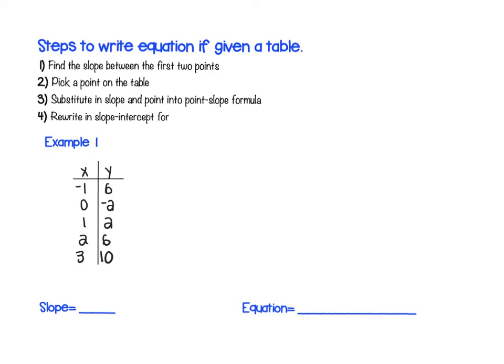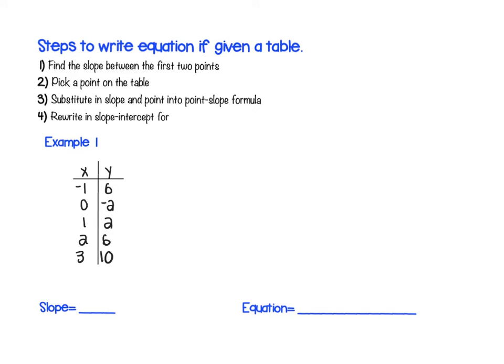All right, so our first example here is going to be to write an equation of a line given a table. So we're going to work through these steps one by one and work our way through this problem each step. So our first step is to find the slope between our first 2 points. You can really look at the whole table, but we're just going to focus on the 2 points because since it's linear, it's going to be the same for the whole table.